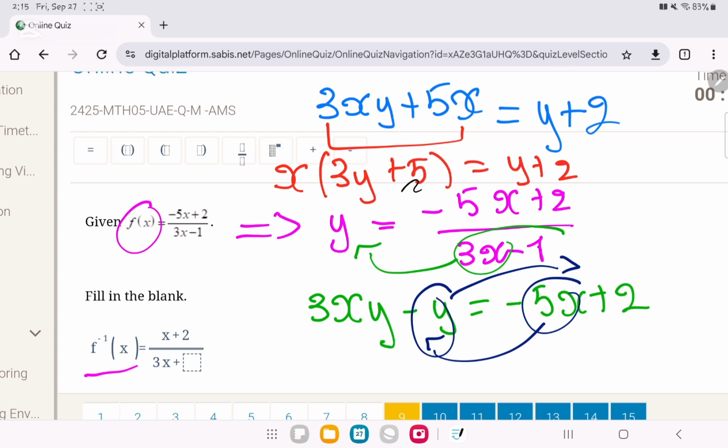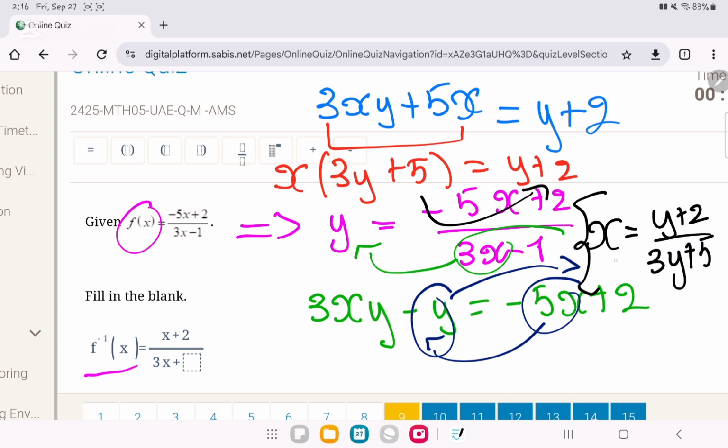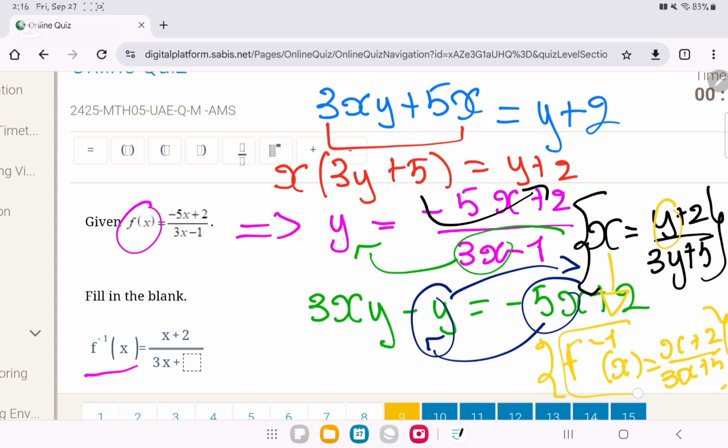Then, we're going to move the 3y plus 5 to the other side because we need x alone. It's going to be x is equal to (y + 2) over (3y + 5). Okay, this is our answer. Then, we're not done yet. What do we have to do? We change the x into f inverse x, and we change all of the y's to x. So, (x + 2) over (3x + 5). Okay? So, our answer is actually f inverse x is equal to (x + 2) over (3x + 5).